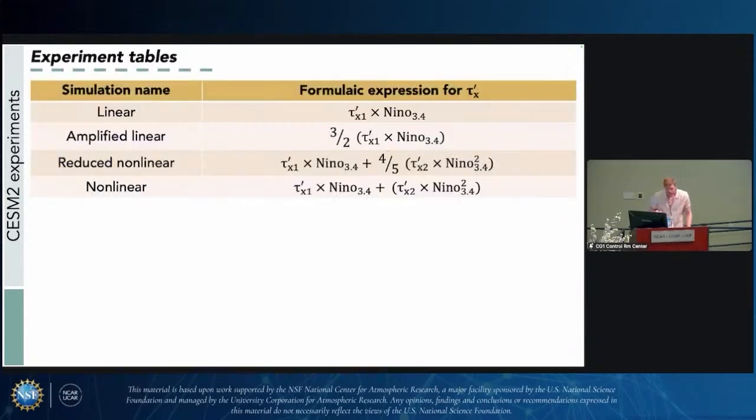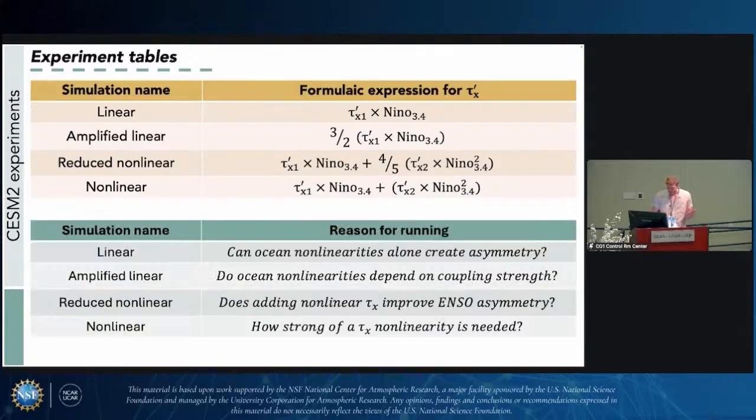Okay, so that's our hybrid coupled experiment. We run 4 simulations, 2 linear ones. Basically, we modify the strength of the wind stress in the model and we look at how ENSO responds. And then we run 2 nonlinear simulations as well, where we add in that nonlinear term, and again, we just modify the strength of it. So I'll talk about why we do that.